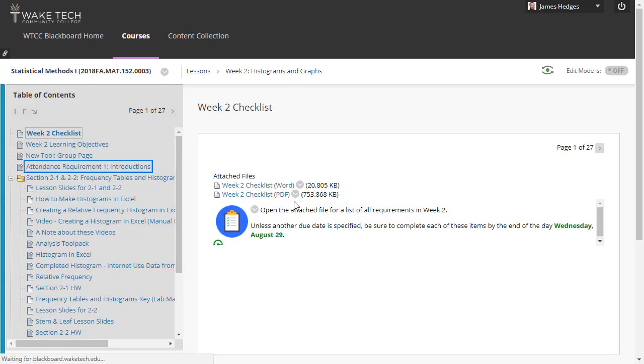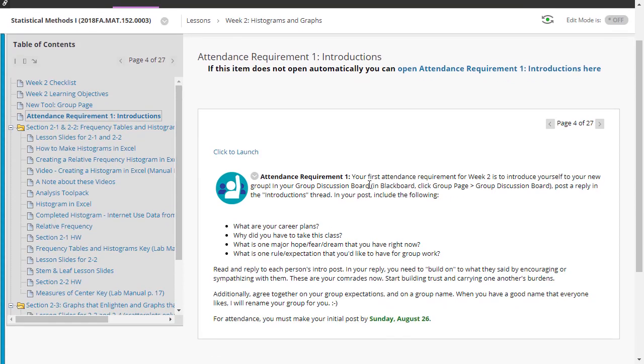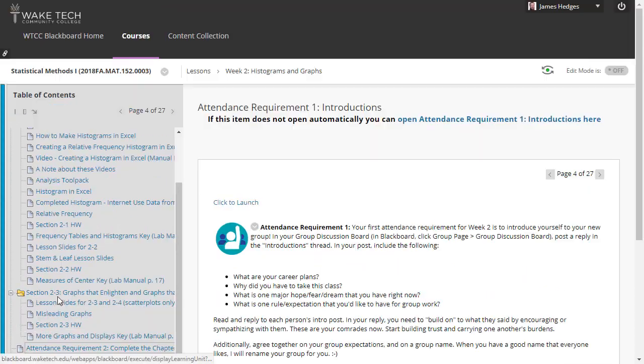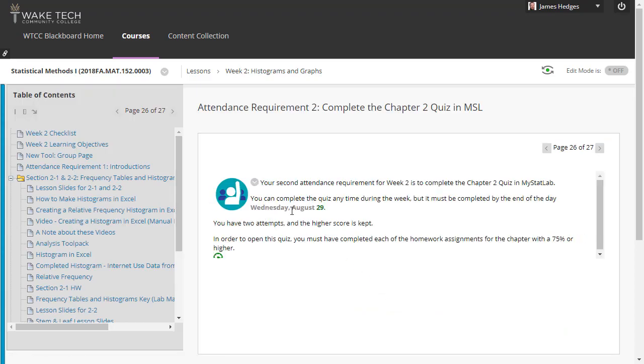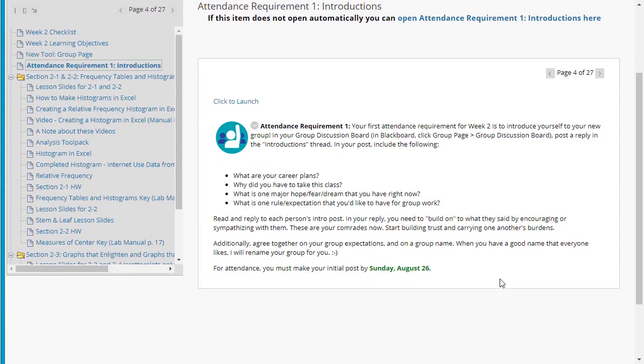In later weeks, the attendance requirements are usually either a quiz or a discussion board requirement. I stagger the due dates for the different attendance requirements to help ensure that students are logging into the class multiple times per week. For example, the first attendance requirement in the second week of class is due on a Sunday, and the second attendance requirement is due on the following Wednesday. During week 2, students are placed into groups, and their first attendance requirement is a group discussion board where they must introduce themselves to the people in their group.